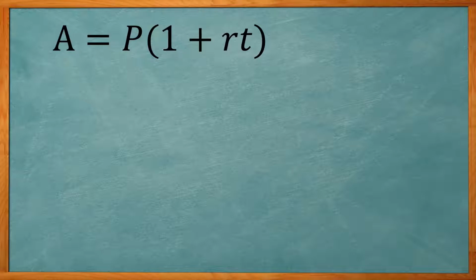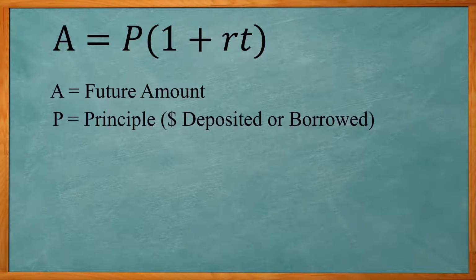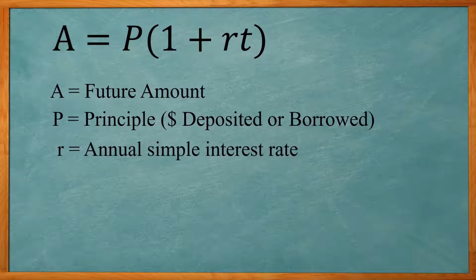So this formula is pretty close to the first one. We have interest, but we're also going to add the principal to it to get our ending balance that's in the account after some amount of time. So A is your future amount. Again, P is your principal, how much you deposited or borrowed. R is your annual interest rate. And T again is your time in years.